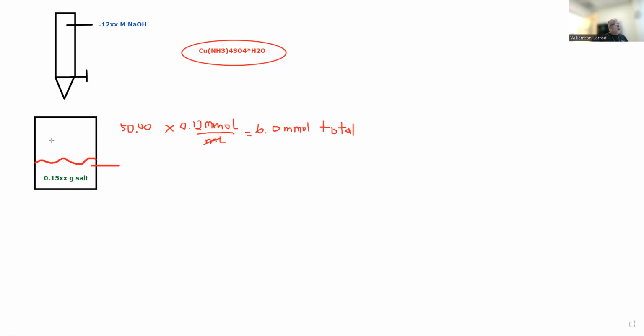Then we're going to pipette into that accurately 50 milliliters of our 0.12 molar hydrochloric acid that we made in the beginning. We're going to make 0.12 molar hydrochloric.